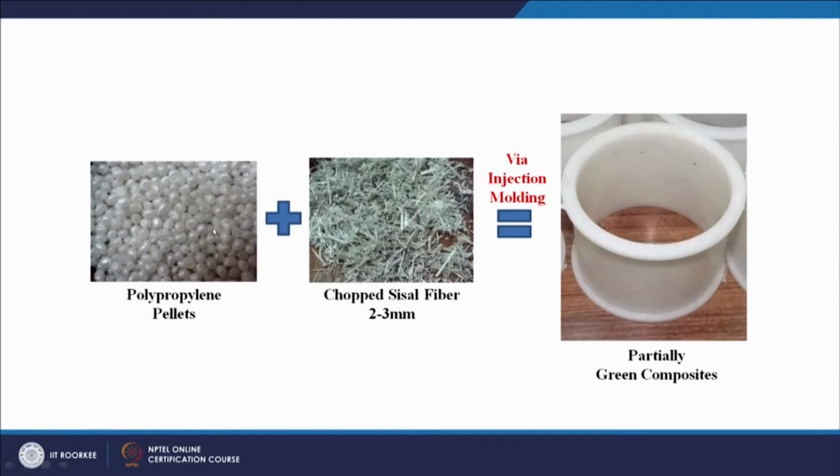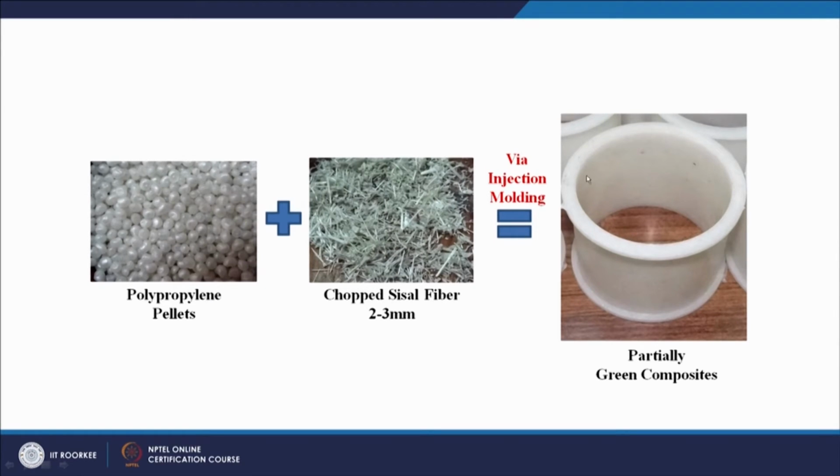So let us quickly see how composite products can be made. Here we have polypropylene pellets. This is the pellet form which is shown here. Then we have chopped sisal fibers. This is one type of natural fiber. The length of the fiber may range from 2 to 3 millimeter, and this is a partially green composite.